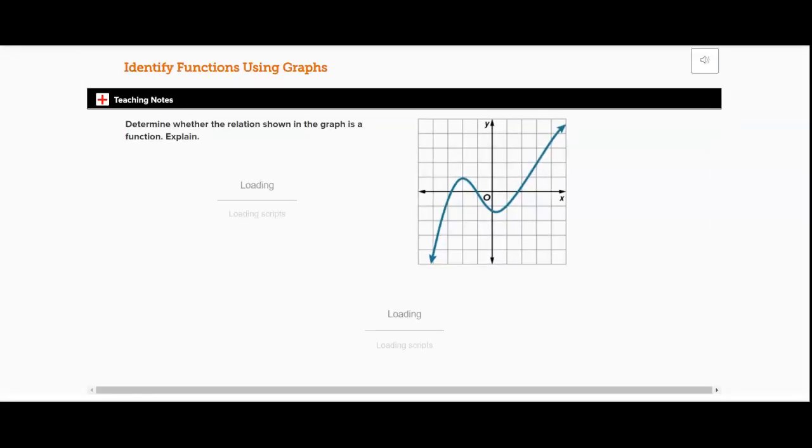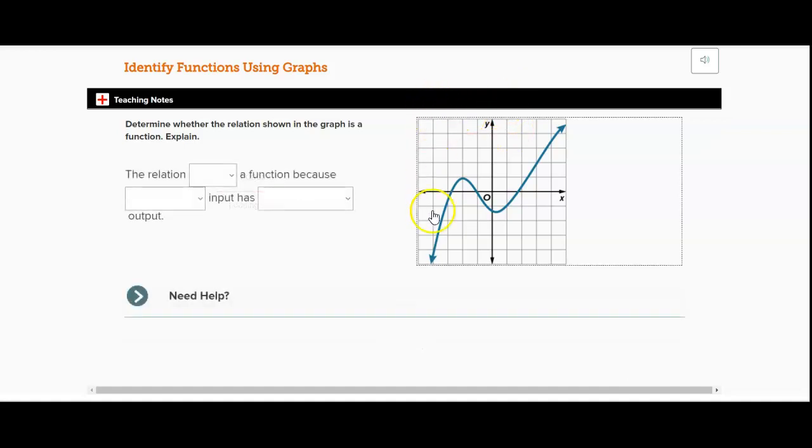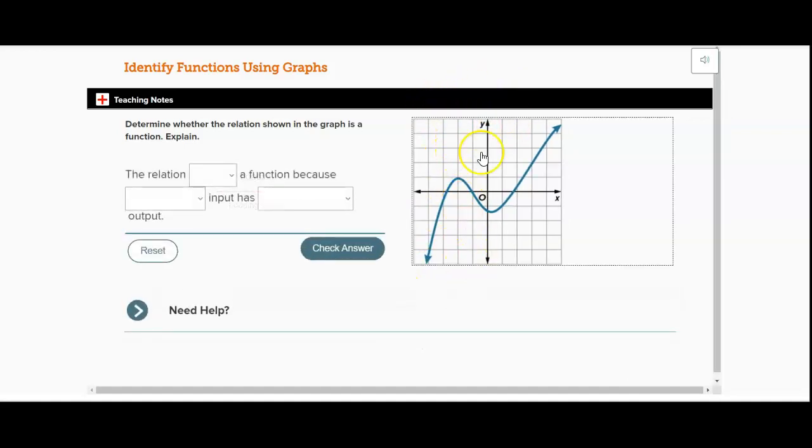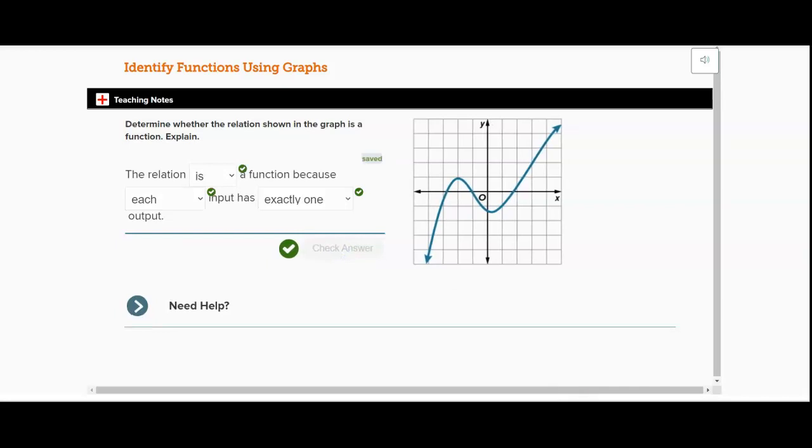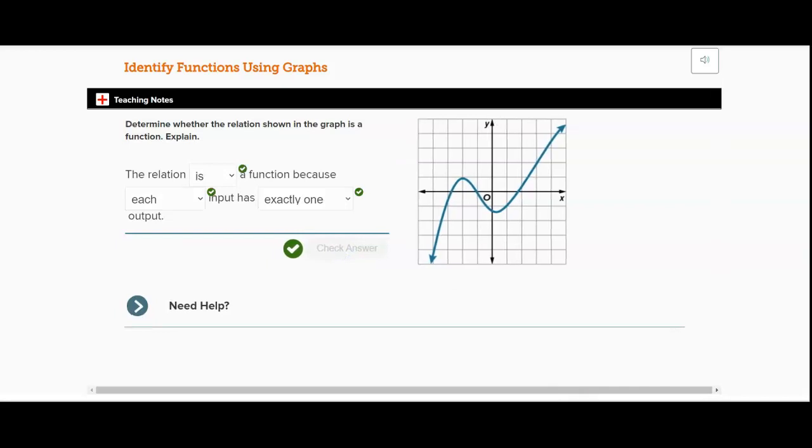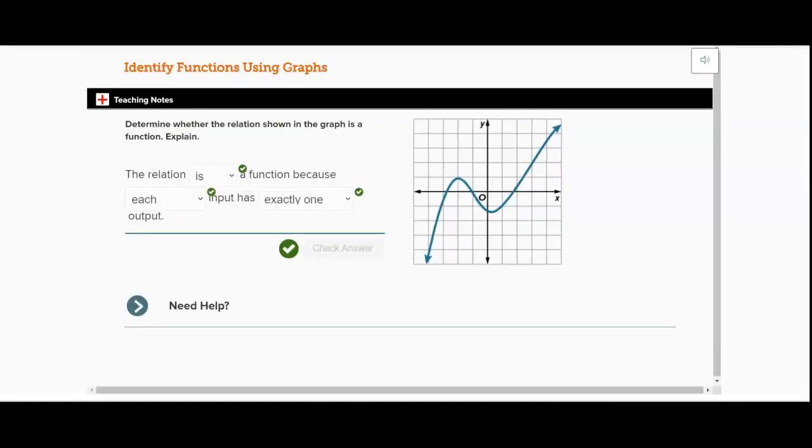How about this one here? If I draw a vertical line anywhere on this graph, think about it, vertical lines anywhere, this one is or is not? Because each input has exactly one output. So this one is also a function. So you guys can try that last check problem, and then we'll practice some of this.